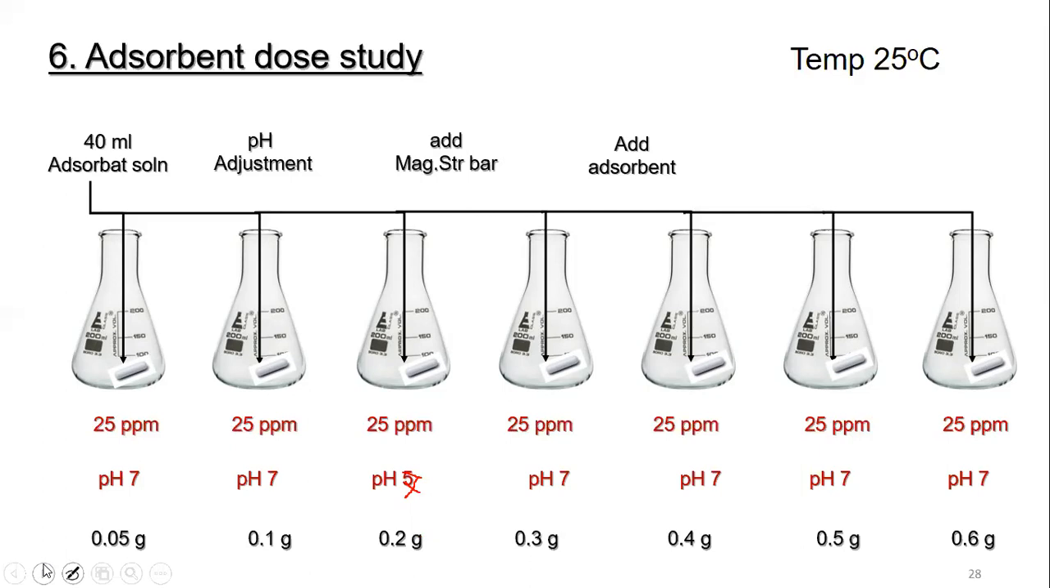So now our adsorbent dose is different. The pH is constant, the temperature, which is given here, is constant. All the parameters are constant, and just this one is variable now. That is 0.05, 0.1, 0.2, 0.3, 0.4, 0.5, and 0.6.